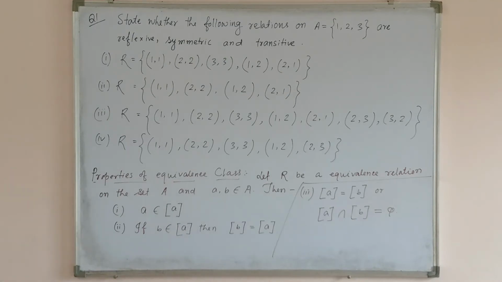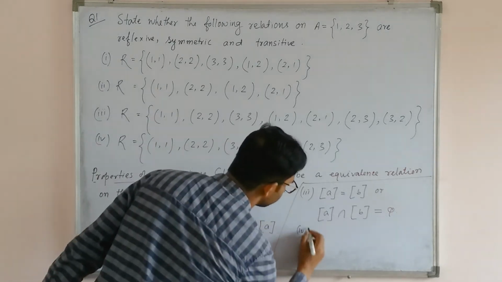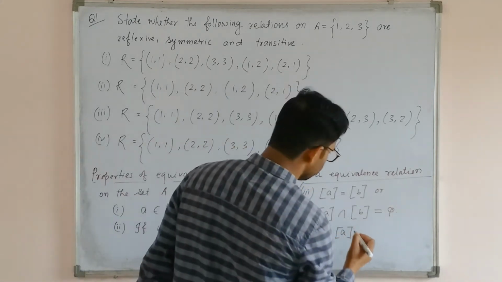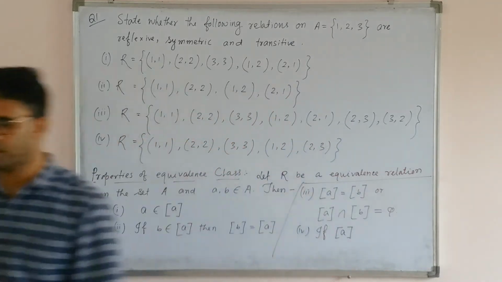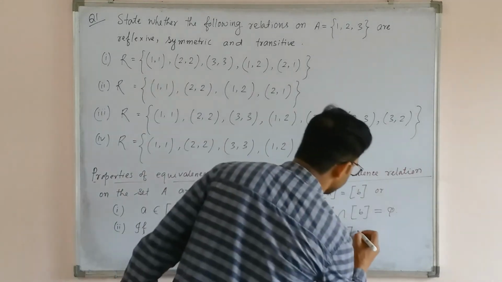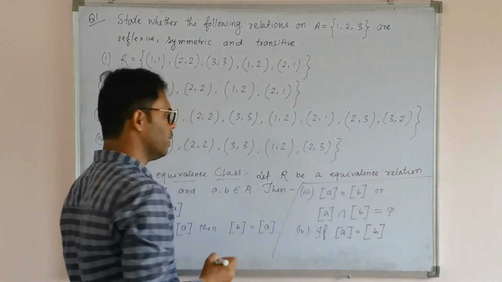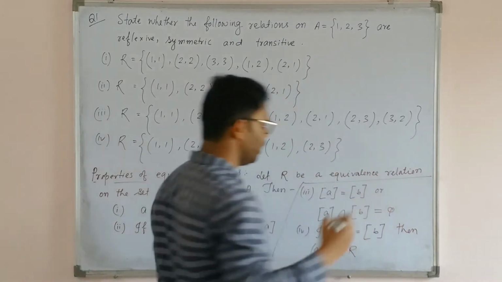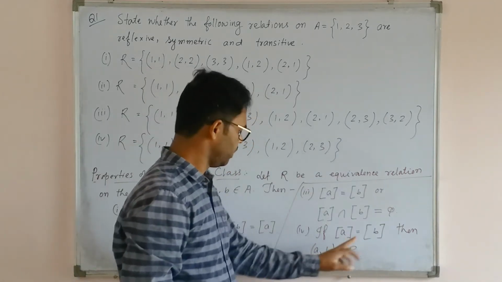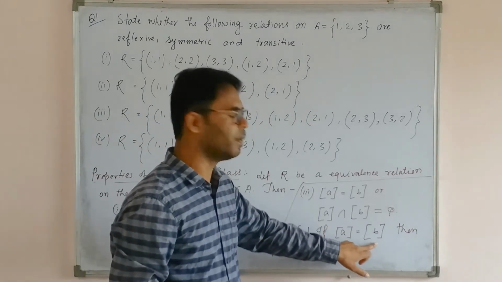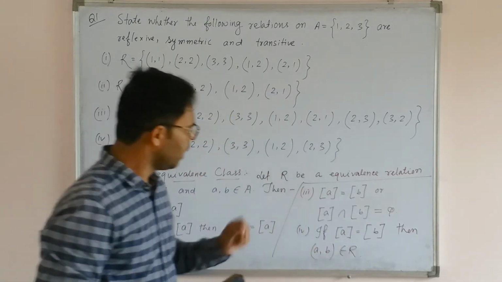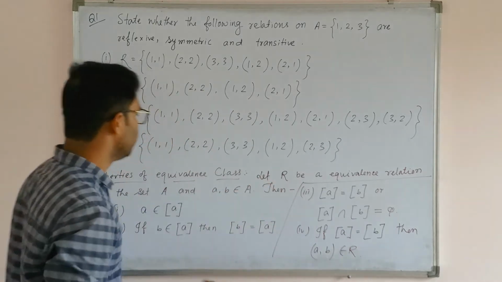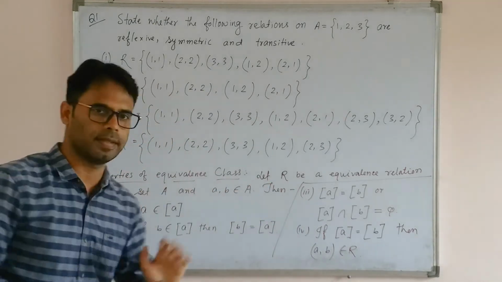And you see that number 4 is, if the equivalence class of a is equal to the equivalence class of b, if these two equivalence classes are equal, then the ordered pair (a, b) belongs to the relation R. That is, if the equivalence class of a and the equivalence class of b are equal, then a and b are related to each other by the relation R, that is, the equivalence relation R. So these are the basic properties of equivalence classes.